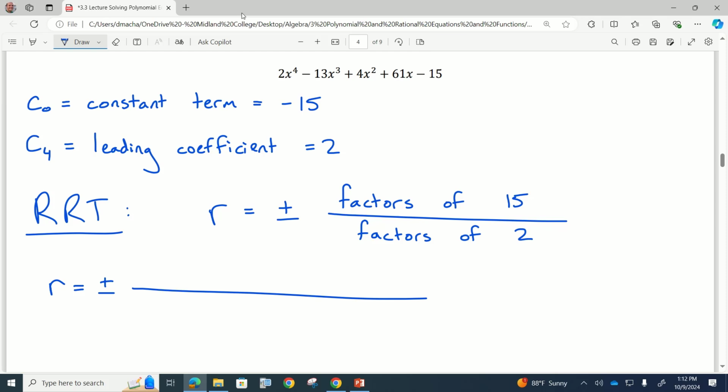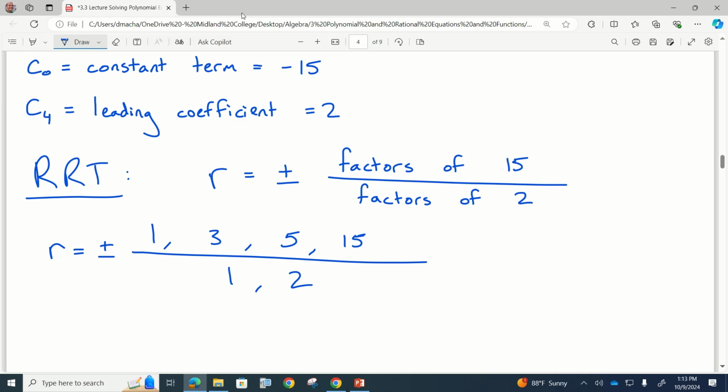Now, the factors of 15 are 1 times 15 and 5 times 3. So that's the list of all of the factors of my constant term. 1, 3, 5, 15. The factors of 2 are just 1 times 2. And so that's the list of numbers I get in my denominator. And so we are almost done.